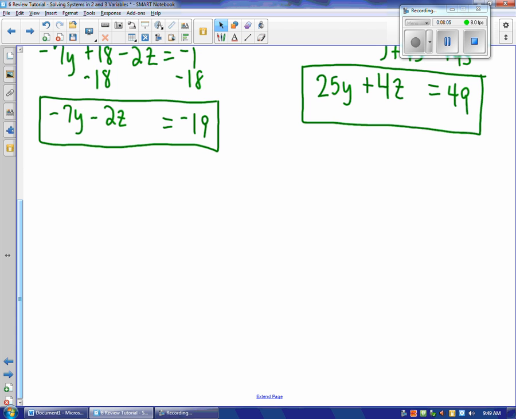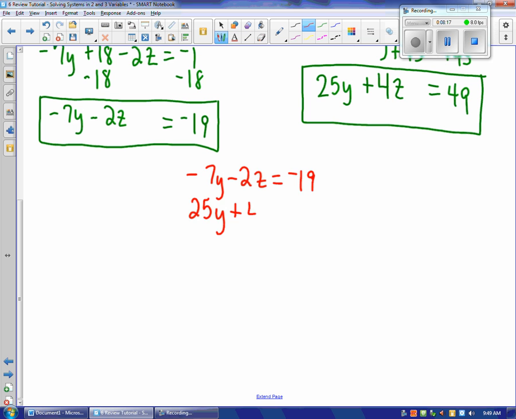Now I'm going to put those 2 equations together. So I have negative 7y minus 2z equals negative 19, and I have a positive 25y plus 4z equals a positive 49. Now at this point, since both of my equations are in standard form, I'm going to go ahead and just use the combination method. And what I notice, if I'm trying to eliminate a variable, it's going to be easier for me to eliminate my variable z because the 2 divides evenly into 4. It's going to be less easy for me to figure out a value that both 7 and 25 can go into evenly to eliminate the y variable. So I'm going to go ahead and eliminate z.